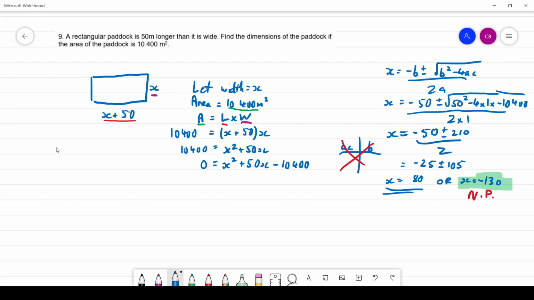X is 80. So if we bring it back here, we know x is equal to 80, but it wants the dimensions. So we've got to say width equals 80 and length equals 80 plus 50. That's just 130 meters. Don't forget those meters. That's it. We've done it. We've found the dimensions of the paddock.